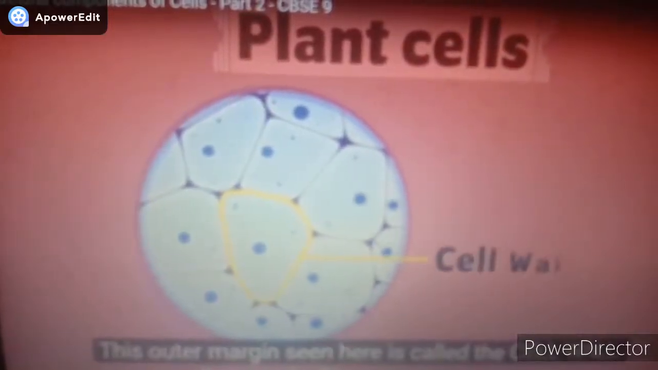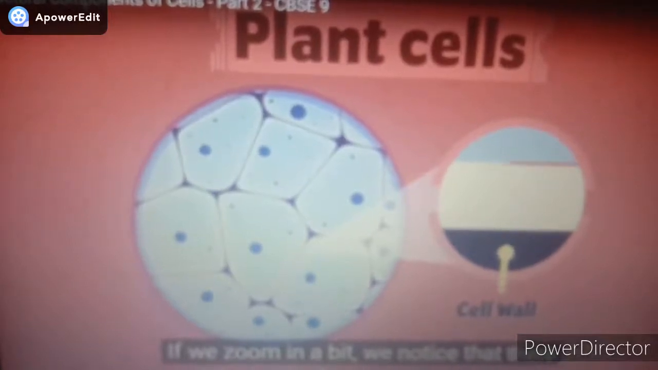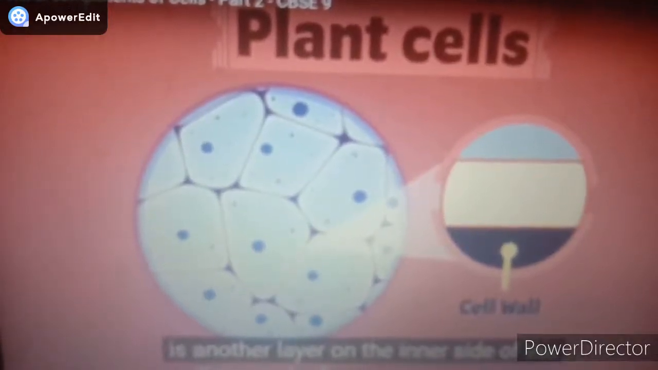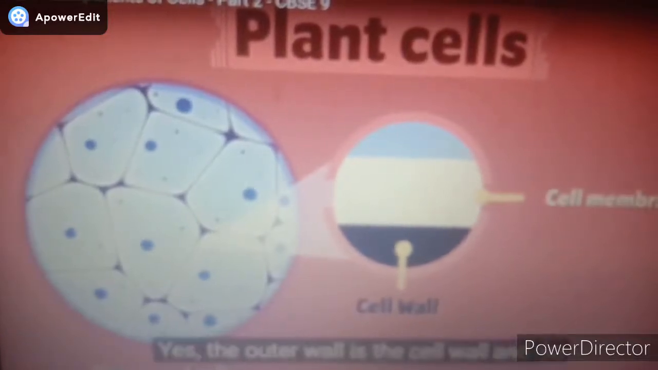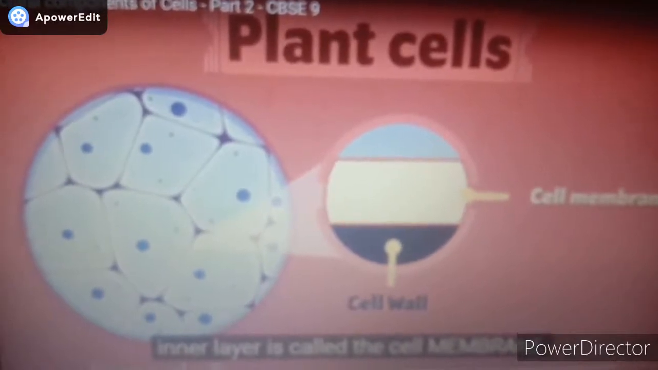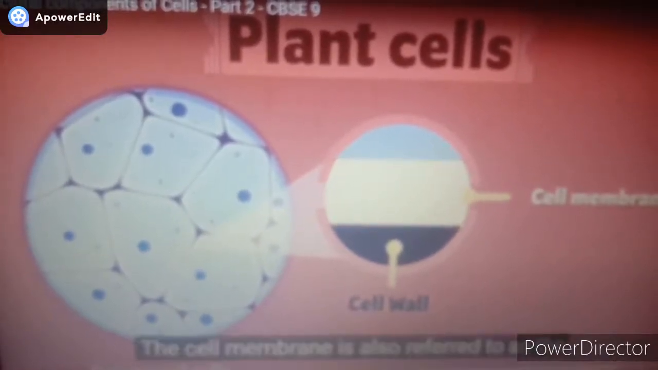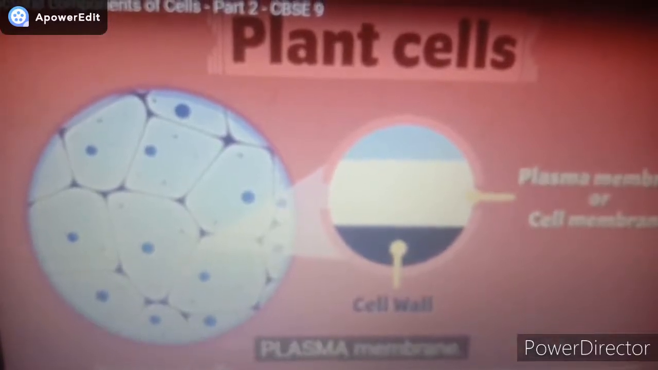This outer margin seen here is called the cell wall. If we zoom in a bit, we notice another layer on the inner side of the cell wall. This is called the plasma membrane. Yes, the outer wall is the cell wall and the inner layer is called the cell membrane. The cell membrane is also referred to as the plasma membrane.